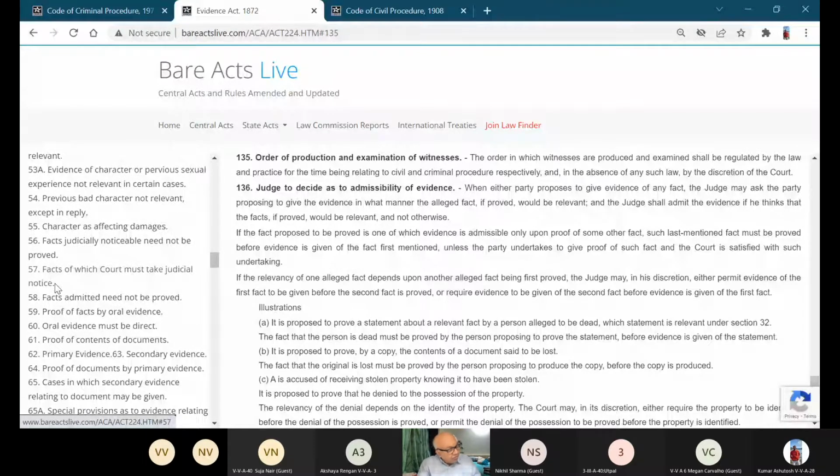Whether the party proposes to give evidence of any, judge may ask a party proposing to give the evidence, in what manner he alleged to be proved. Whether you are proving it by secondary evidence, by primary evidence, whether you are proving it by circumstantial evidence, whether you are proving it by indirect evidence. A lawyer, as a young lawyer, you have to make this statement. Young lawyer, a seasoned, unseasoned lawyer, that will be required to be made.